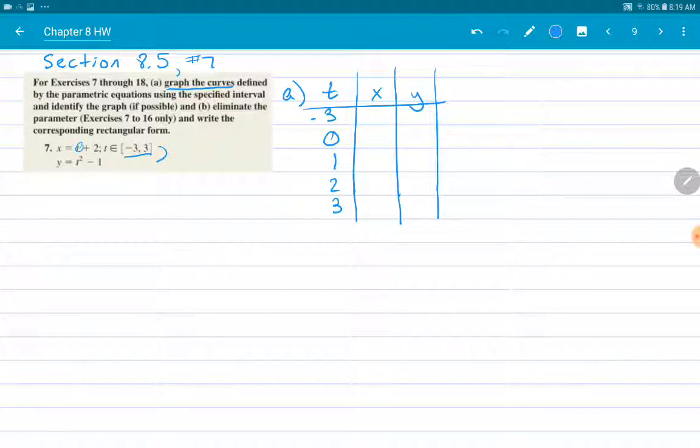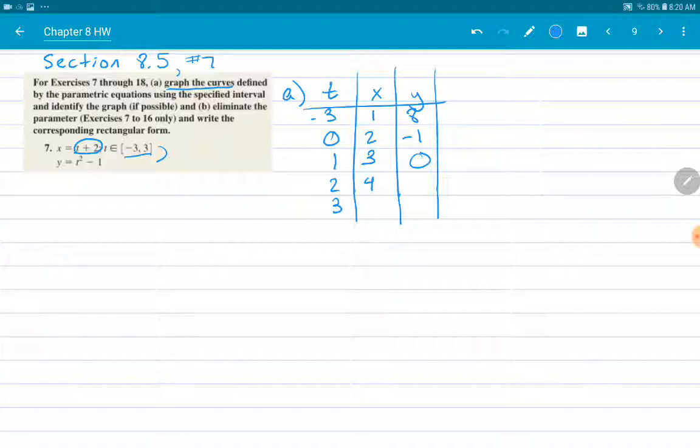For x, I get -3 plus 2 gives me 1. And for y, I get -3 squared is 9 minus 1 gives me 8. Repeat that for 0, and I get 0 plus 2, which is 2, and 0 squared minus 1, which is -1. And repeat that for 1, and I get 1 plus 2 gives me 3, and 1 squared is 1, minus 1 gives me 0. And let's repeat that for 2. So 2 plus 2 gives me 4.